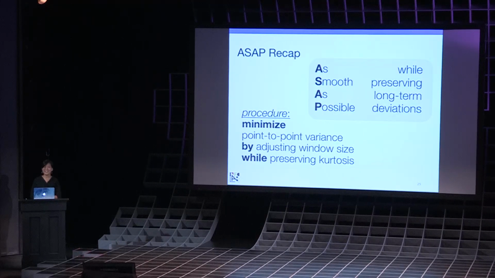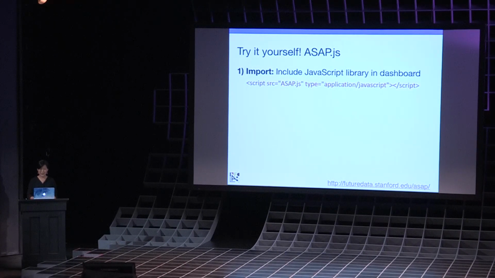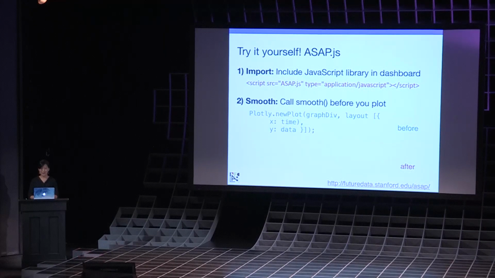So congratulations, we've walked through ASAP. Just to recap, ASAP stands for as smooth as possible while preserving long-term deviations. Concretely, that means we want to minimize the variance of difference between points by adjusting the window size of your moving average while preserving the kurtosis of the original data. As I said earlier, we implemented ASAP as a JavaScript library. To try it, call asap.js in your front end, and before you plot the data, call this smooth function.